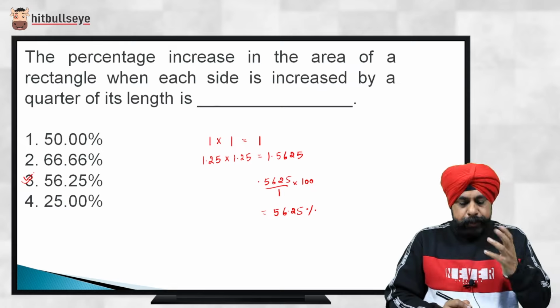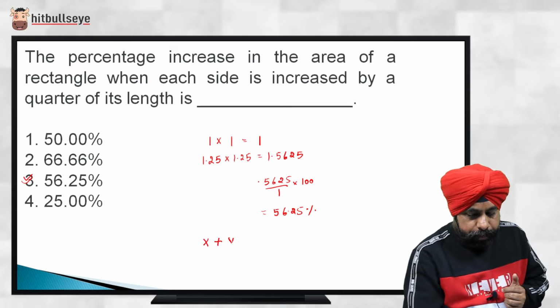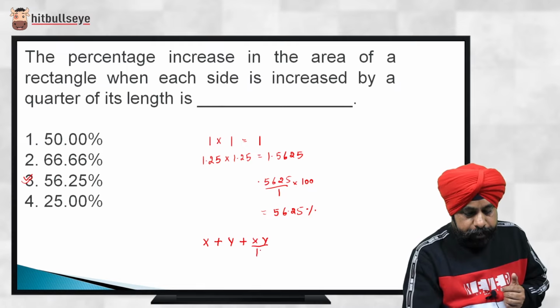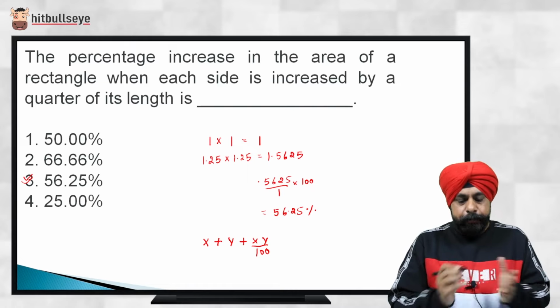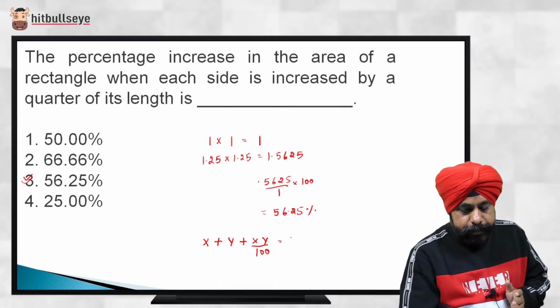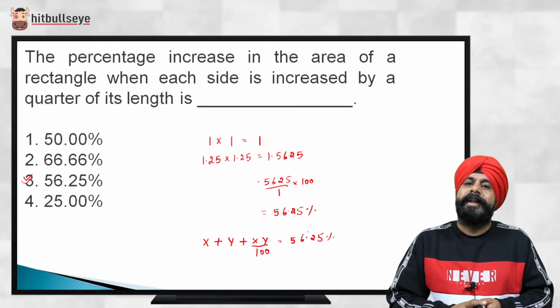People, proceeding further, you can apply what you learnt in percentage, successive changes, x plus y plus xy by 100, where one value is taken as 25, the other is also taken as 25. Solving it, you will get directly your answer as 56.25%. So if you are more of a formula oriented person, you can apply the second one. If your calculations are good, you can apply the first method.